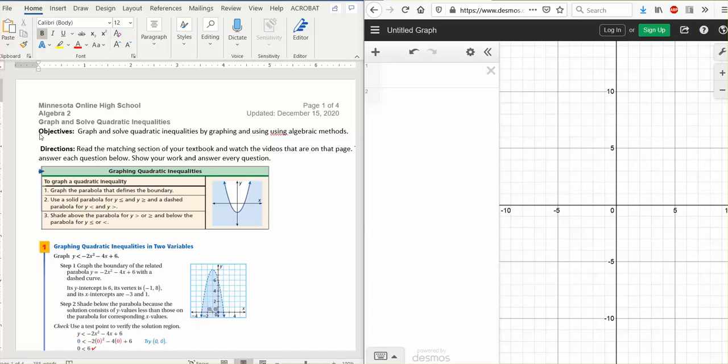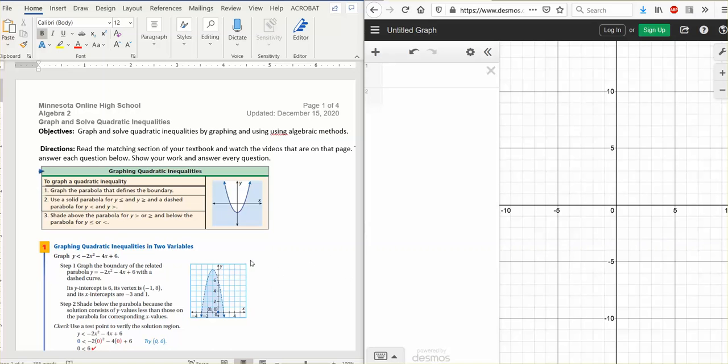Some of the problems on your Graph and Solve Quadratic Inequalities worksheet. You will want to have Desmos open and ready to go because graphing these with technology will be required for quite a few of them, and it makes the problem a lot easier than trying to do it by hand. So here's the steps we're going to do to graph a quadratic inequality.